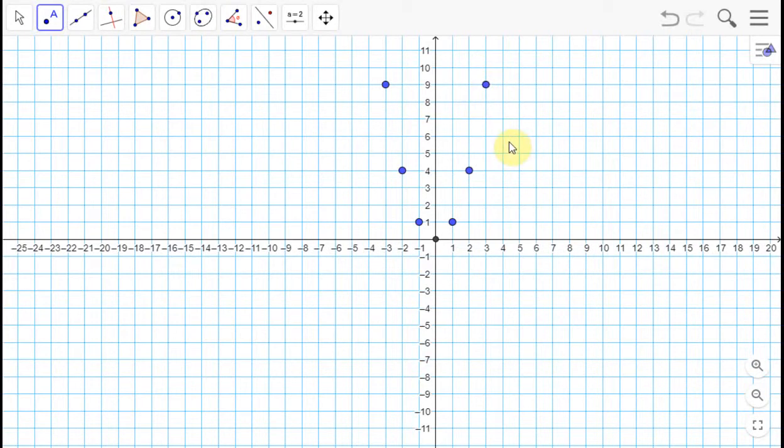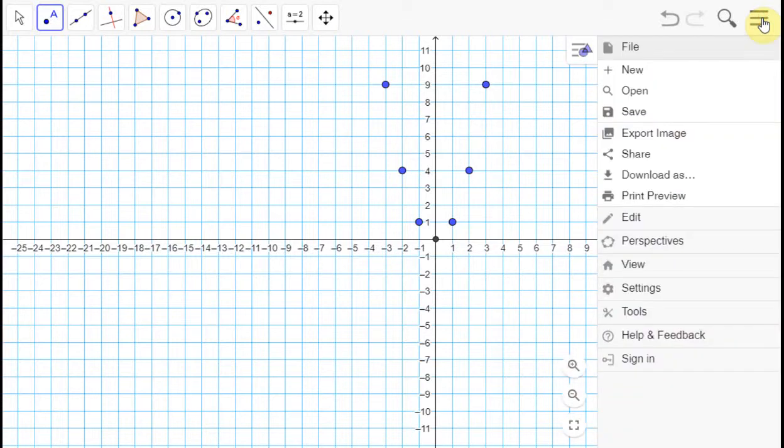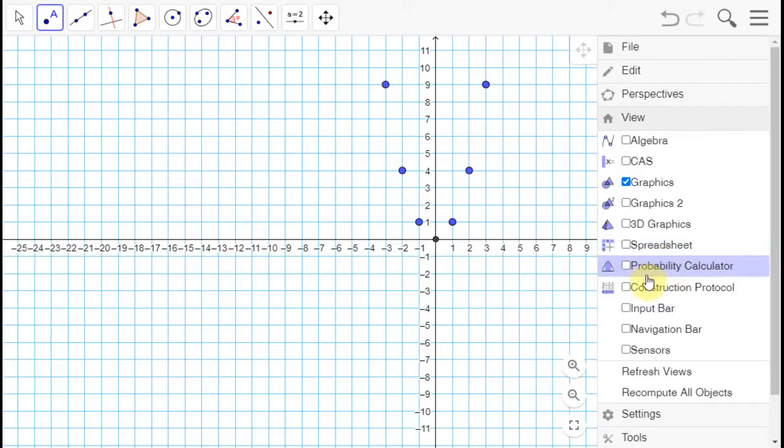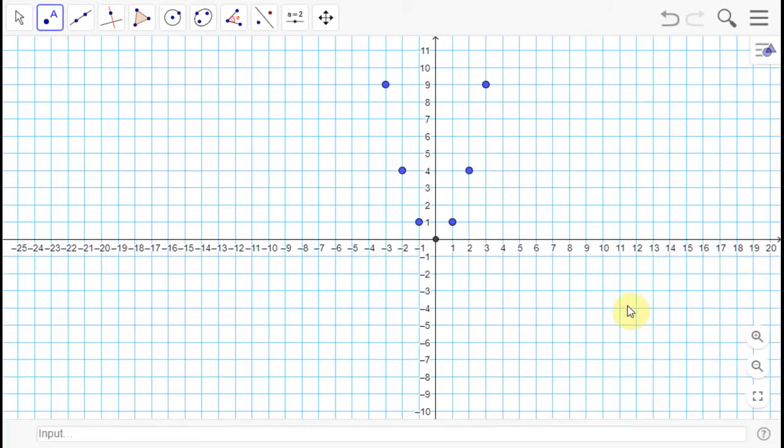Now, when you did it on your own, you may not have known how to create the actual parabola on here. So I'm going to show you how to do that now. In order to create the parabola, we're going to come over and click the 3 bars here. And we're going to turn on, using the View menu, something called an input bar. That'll appear at the bottom of the screen.